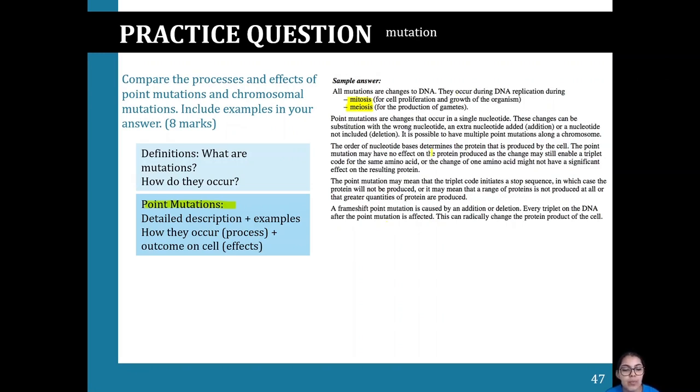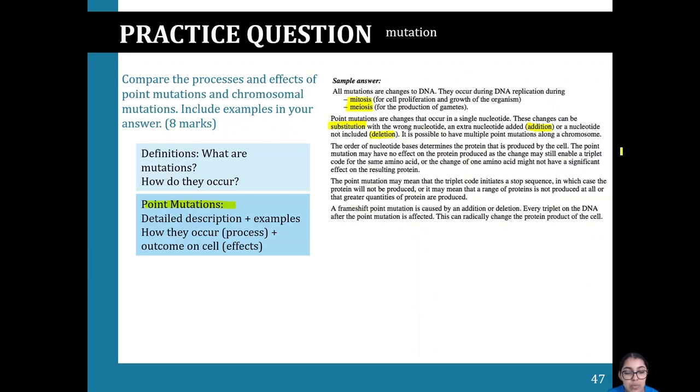Point mutations are changes that occur in a single nucleotide. These changes can be substitution with the wrong nucleotide, an extra nucleotide being added, so that's addition or insertion, or a nucleotide not being included, which is deletion. So we've talked about point mutations, and how that's either substitution or frame shift, which includes insertion and deletion.